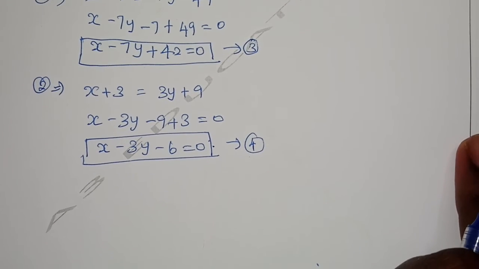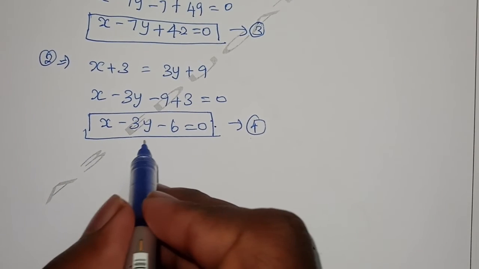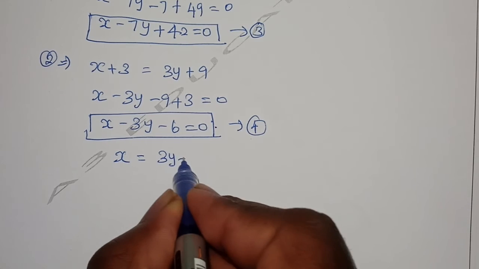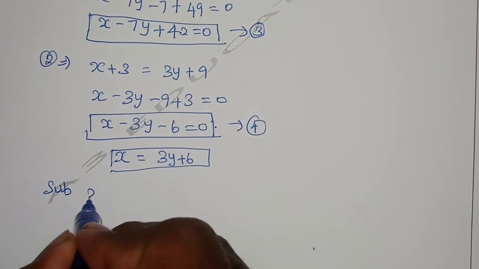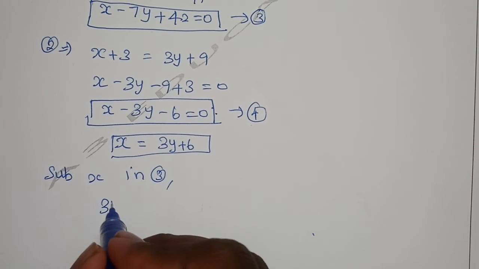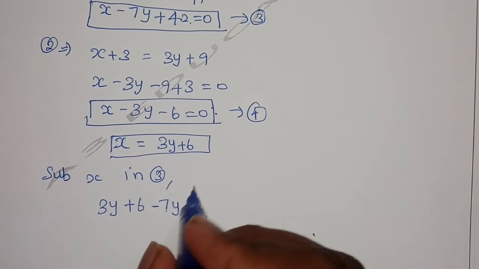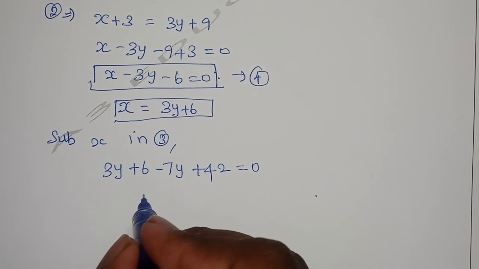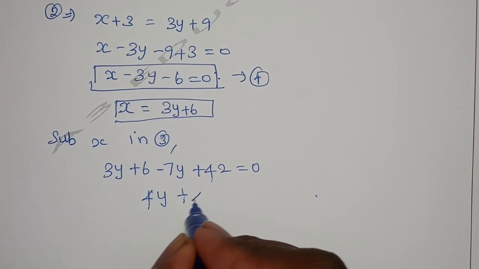Here, next we are going to solve using the substitution method. What method? Substitution method. Therefore, we will take this equation, x is equal to 3y plus 6. Substitute x in 3. Therefore, 3y plus 6 minus 7y, this is the third equation, plus 42 equal to 0.